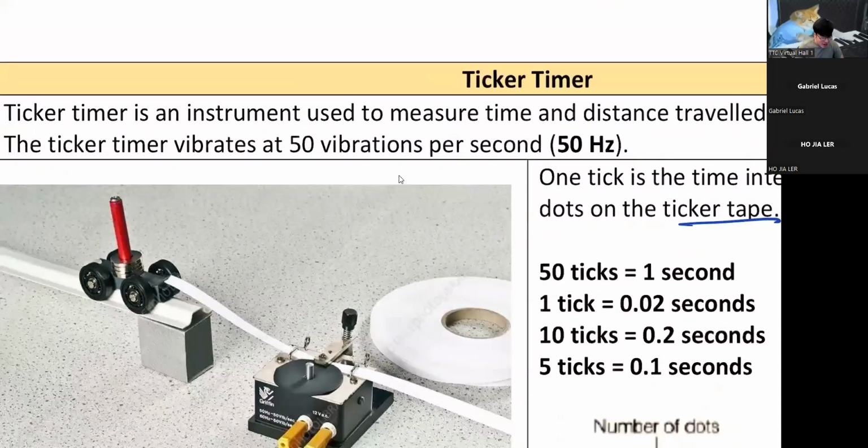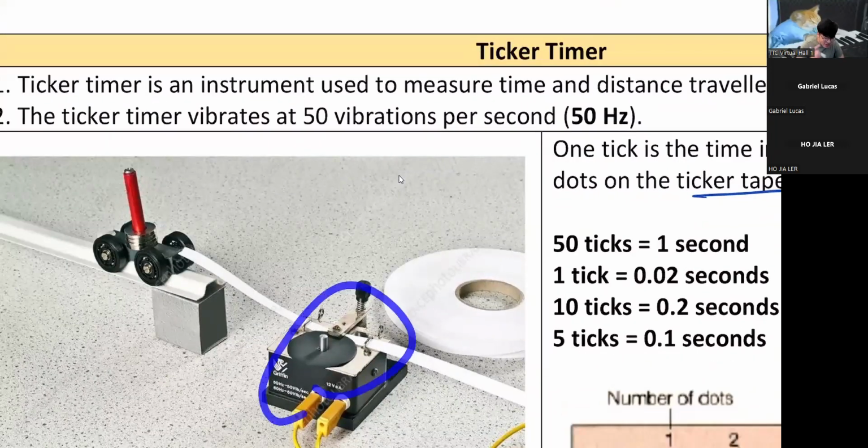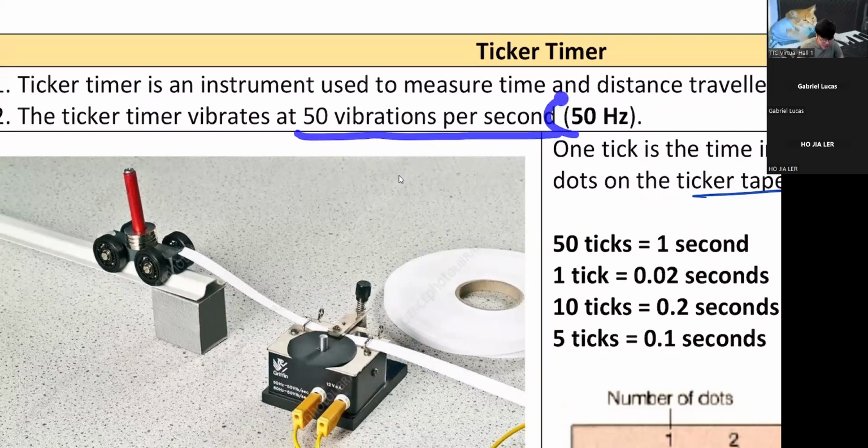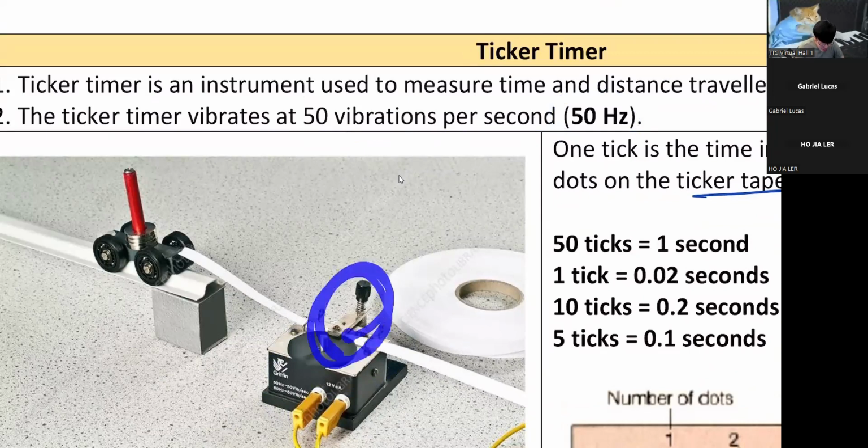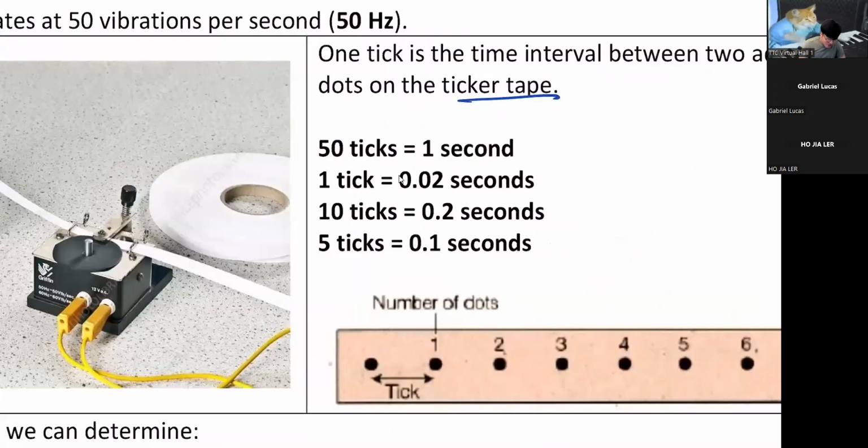First of all, when you look at this ticker timer, they will first put a setting here. It's 50 vibrations per second, 50 hertz. You might be scratching your head, what does it mean? That means this machine will draw 50 dots on the paper in 1 second. So it's really fast, isn't it? 50 dots in 1 second.